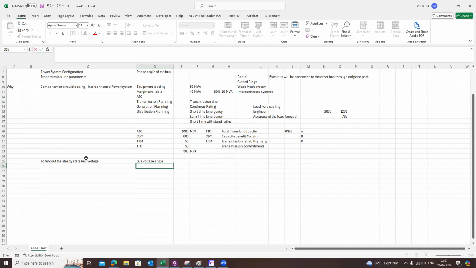Bus voltage angle. So the bus voltage, though we mostly call it the steady state bus voltage, is logically the bus voltage magnitude. But there is another term called the bus voltage angle also, right? So this is also really important, because this decides the steady state stability. The bus voltage angle decides the steady state stability.